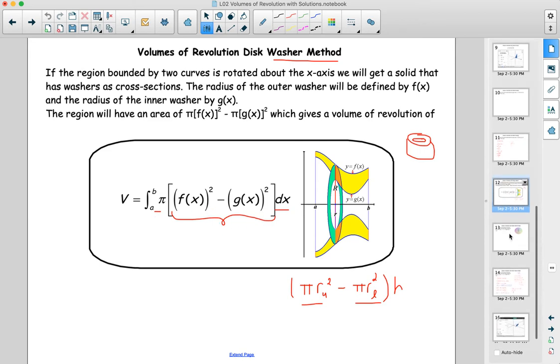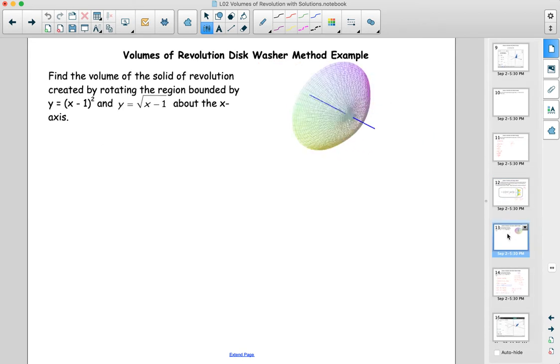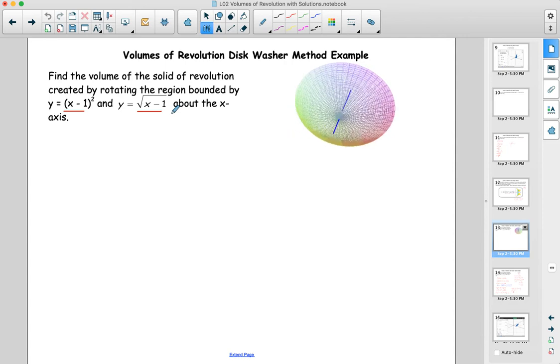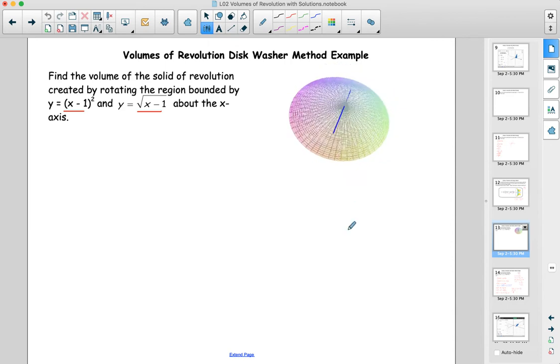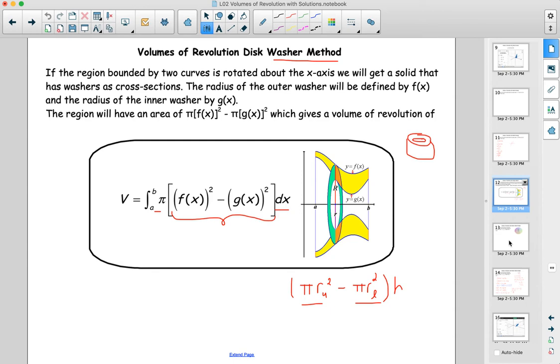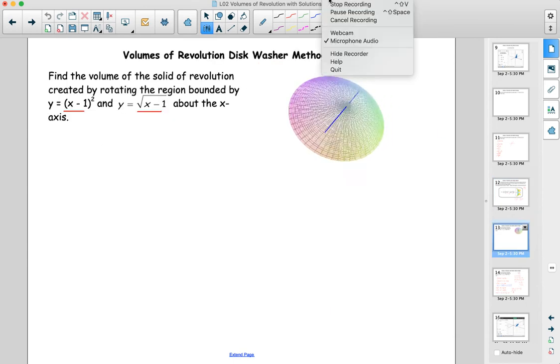So what you're going to do now is apply that formula here. Find the volume of the solid of revolution created by rotating the region bounded by this and this about the x-axis. And what I'm going to suggest you start with is draw what this curve looks like. Find out where they intersect. This is an animated GIF of what that curve would look like. But you can't really tell where the points of intersection are by looking at it like that. So start with the points of intersection, and then you're going to plug into that formula. Again, a time to ponder, pause.